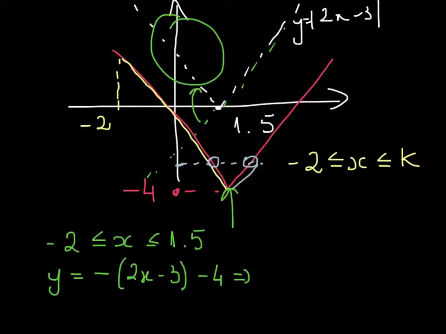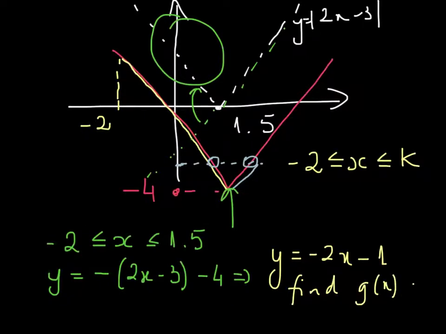Therefore, the yellow graph is y equals negative 2x minus 1. And now we can find g inverse of x, which I assume is not so difficult.